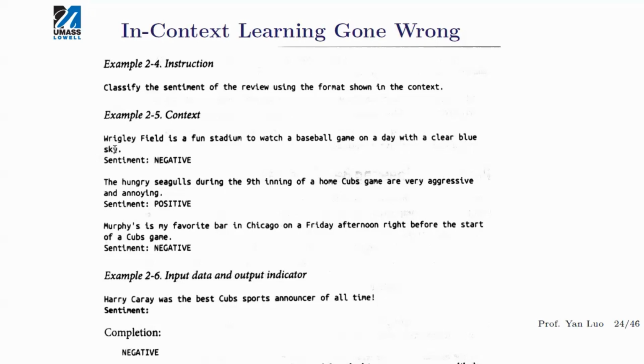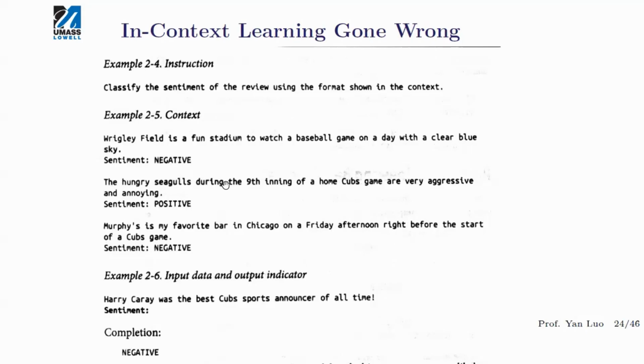Now we want to pay attention to these three examples. First one, Wrigley Field is a fun stadium to watch a baseball game on a day with a clear blue sky. Even if we don't show you the label, you can tell that sentiment-wise this is a pretty positive sentiment, right? It's happy because you're talking about a clear blue sky. It's a fun stadium, so it's a positive sentiment. But we purposely set it the opposite, so we say this is a negative sentiment.